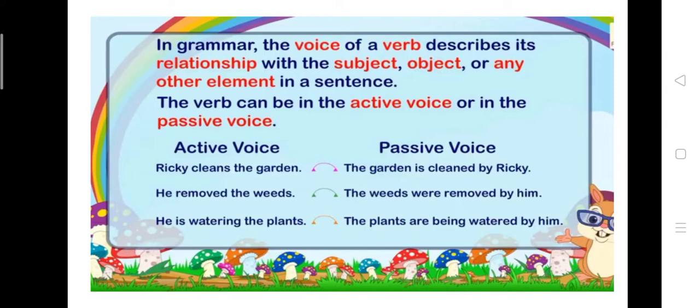The weeds were removed by him. Third sentence, he is watering the plants, and the next one is the plants are being watered by him. Now you can see that all these three sentences where the subject is active, those are called to be written in active voice. Whereas the sentences where the subject is not active, whereas the object is active, those sentences are called passive voice, written in passive voice.